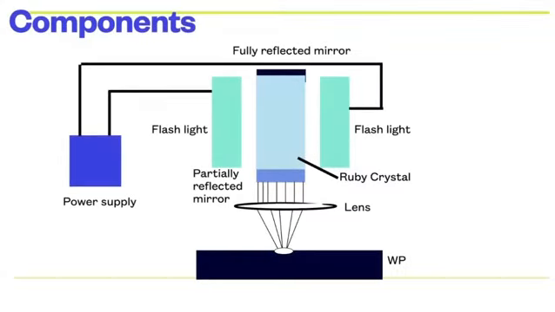Components of laser beam machining. The components include a power source, flashlights, lasing medium, and lens.